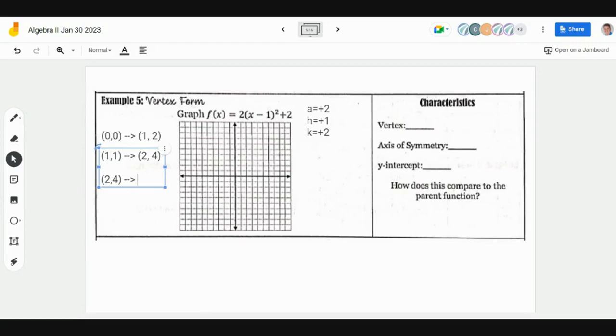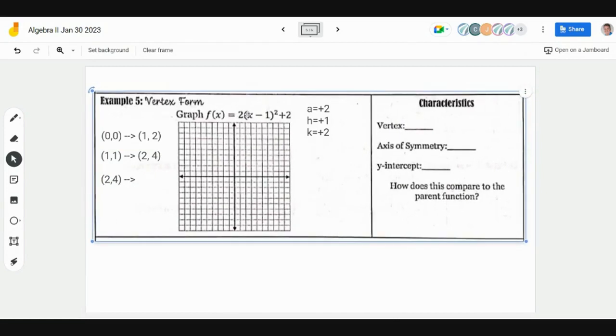On this one, if the x is 2, so that becomes a 2 right in there. 2 minus 1, I'm sorry. Our x is going to be 3 now because we shifted to the right one. So 3 minus 1 is 2. 2 squared is 4. 4 times 2 is 8. Plus 2.